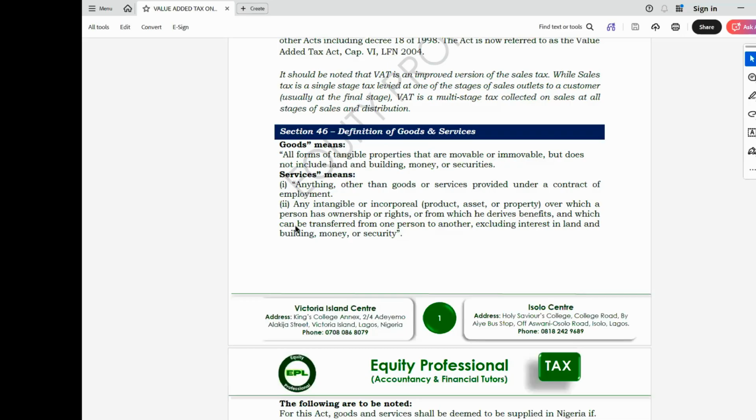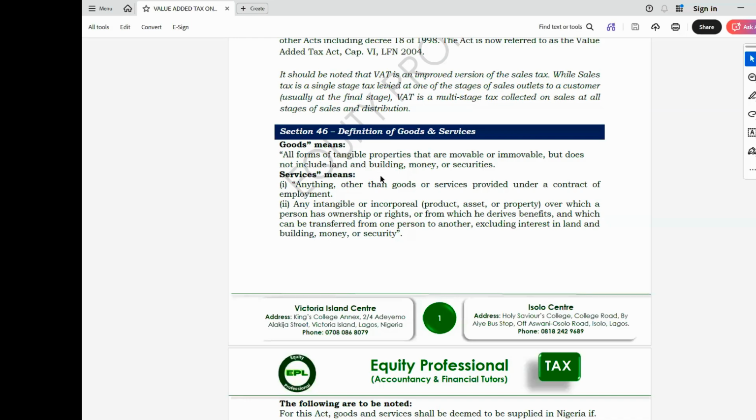So when you are generating income, like a royalty received from your building, or from your money, or from your security, those cannot be regarded as services. So basically, goods are any tangible property, movable or immovable, which exclude land and building, money or security.